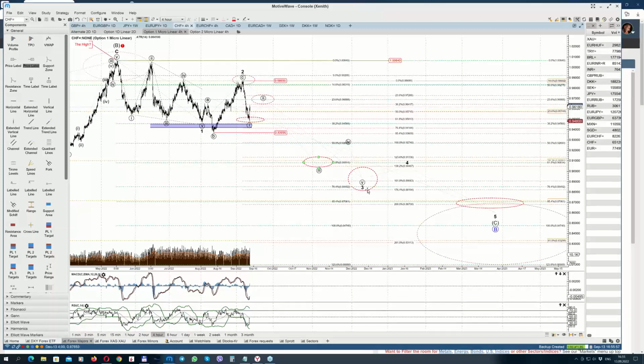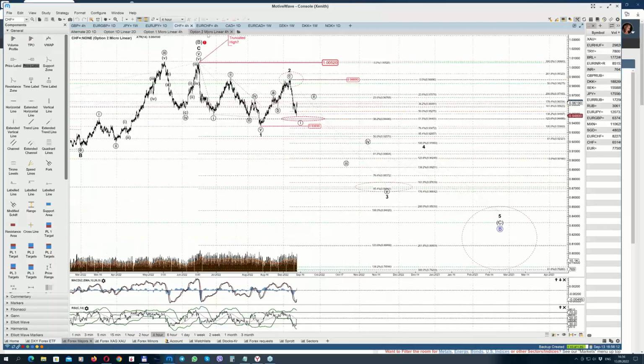within the wave 3 down. Minimum target for this scenario would be 0.8679. The count is valid below 10064. Alternative scenario suggesting slightly different wave subdivision for the wave 1 and respectively slightly different target for the wave cycle B.